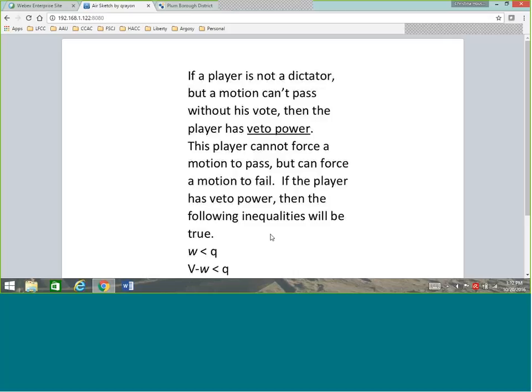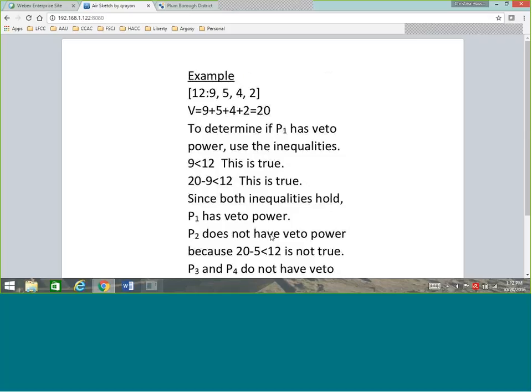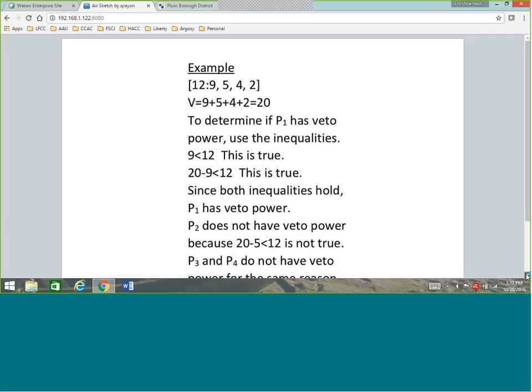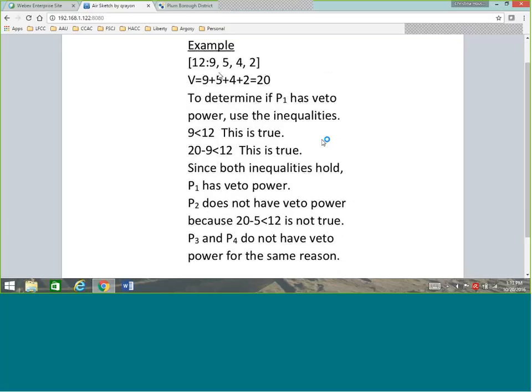So here's an example. We have a situation where the quota is 12, and player 1 has a weight of 9, player 2 has a weight of 5, player 3 has a weight of 4, and player 4 has a weight of 2. If you add them up, you get 20. So capital V is 20.